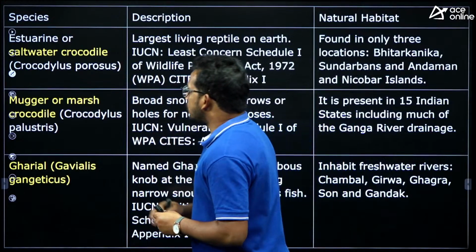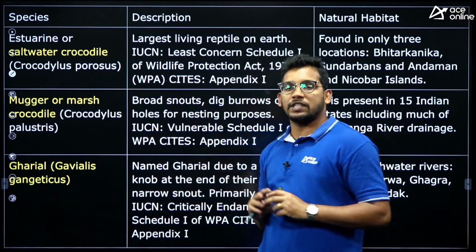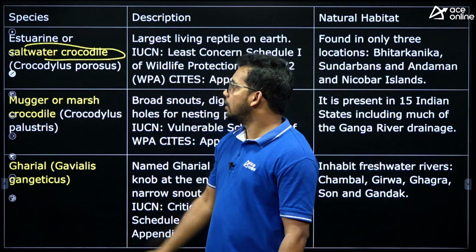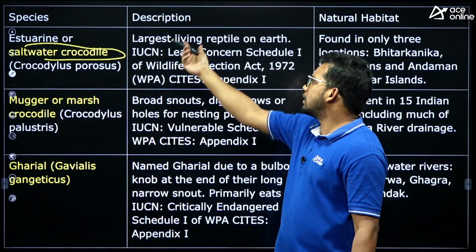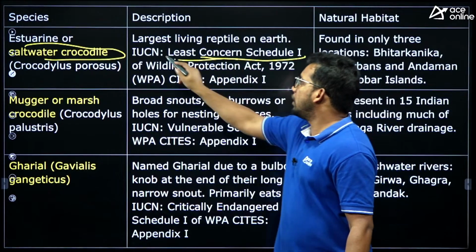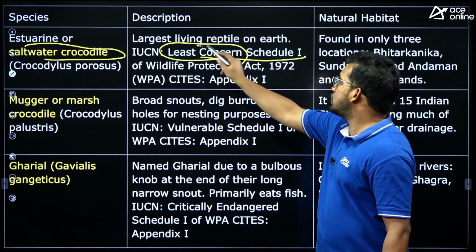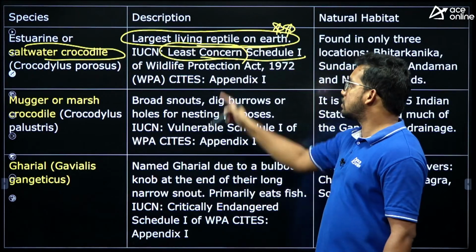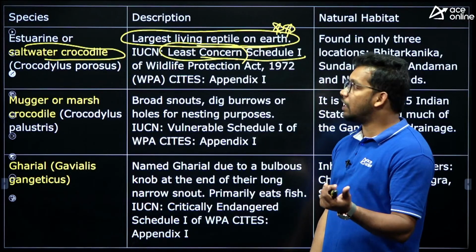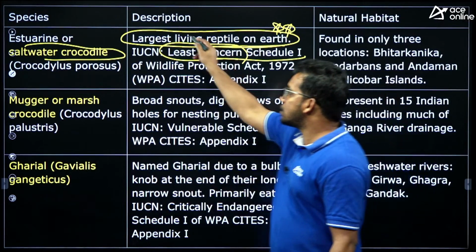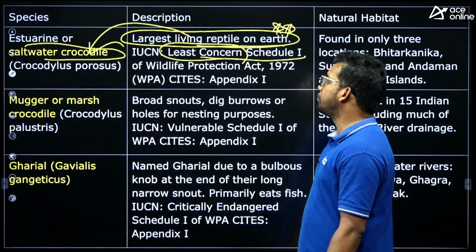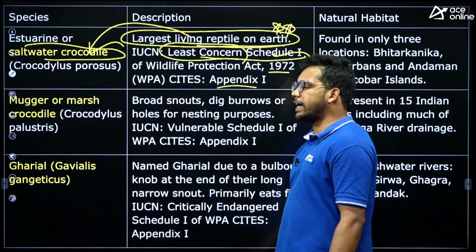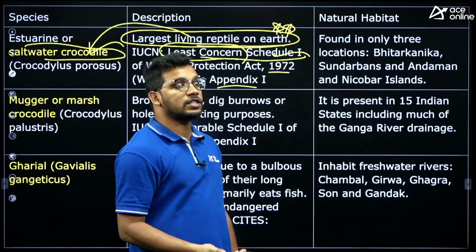These are the three types of crocodile species present in India. One is saltwater crocodiles. That means they live in salt water. The conservation status is least concern in IUCN. They are the largest living reptiles on Earth, a very important fact. So in exam, if they ask what is the largest living reptile on Earth, that is saltwater crocodile, not other crocodiles, okay? This is the protection status: Schedule 1 of Wildlife Protection Act and CITES Appendix 1. So they were given the highest protection status.